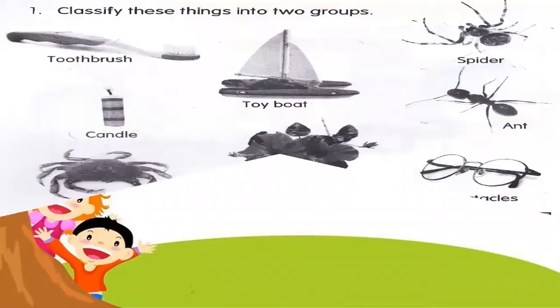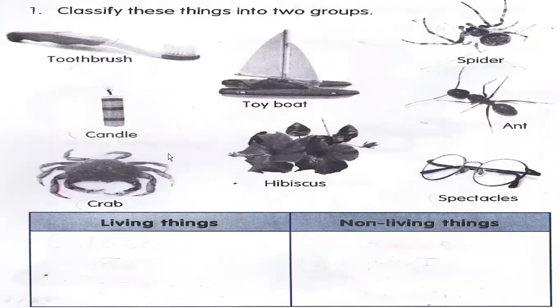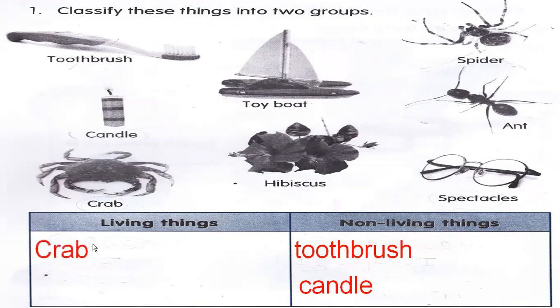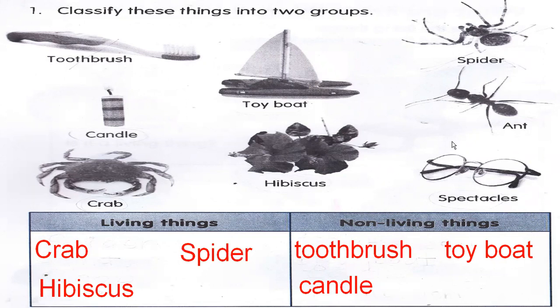Next, page 12. Classify these things into two groups. Living things, non-living things. Toothbrush, non-living thing. Candle, non-living thing. Crab, living thing. Toy boat, non-living thing. Hibiscus is a plant. Plant is living thing. Spider is living thing. Ant is living thing. Spectacles are non-living things.